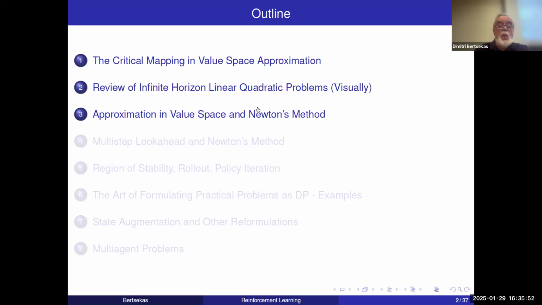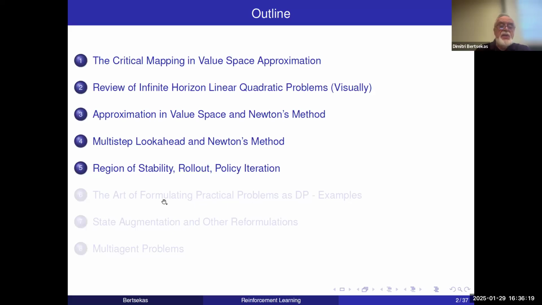All of this is going to be for one-step look-ahead approximation in value space. Then we're going to discuss multi-step look-ahead and how it can be viewed in terms of Newton's method. Then we're going to talk about stability issues, the region of stability, how it relates to approximation in value space, Newton's method, rollout, policy iteration, and the like.